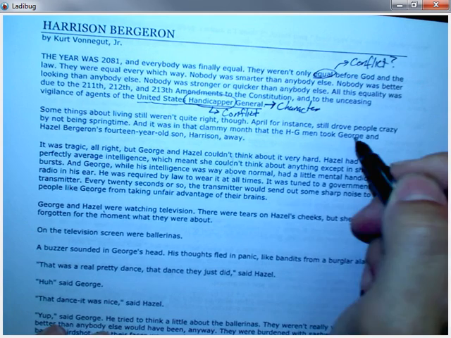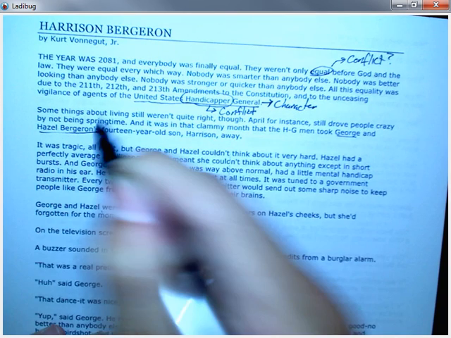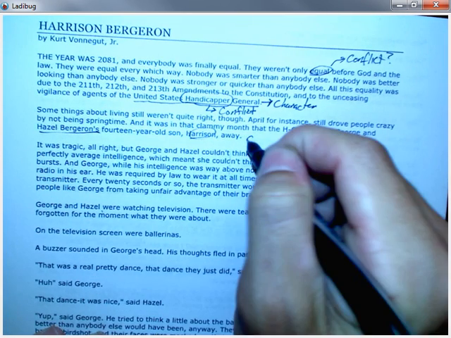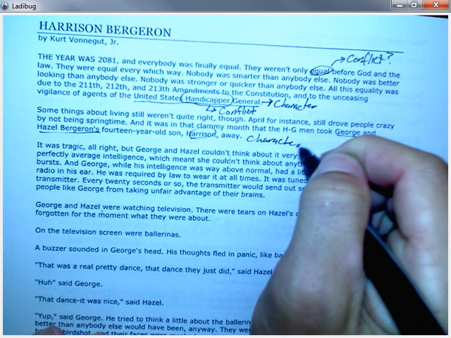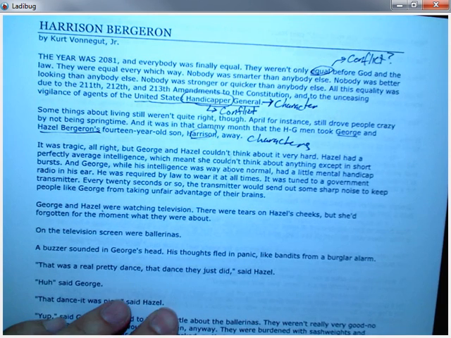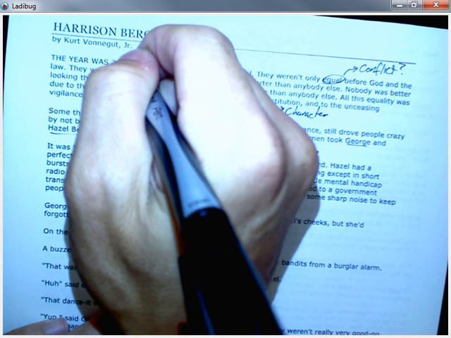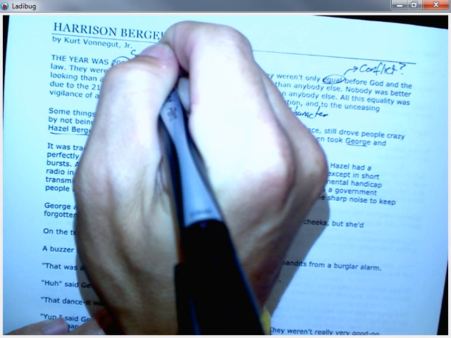So again, we have George, Hazel Bergeron, Harrison. We have more characters. And I actually forgot one. At the top, where it says 2081, we have setting.